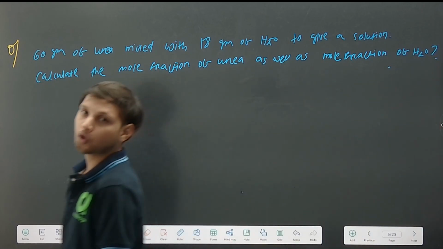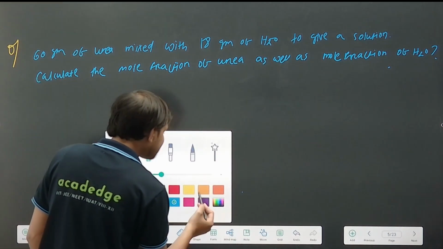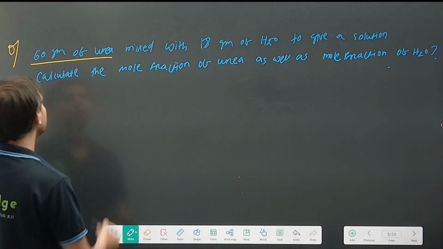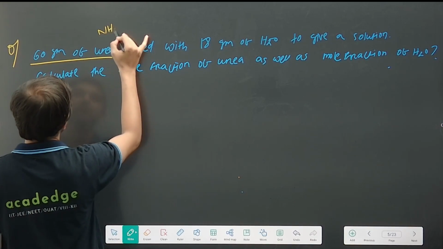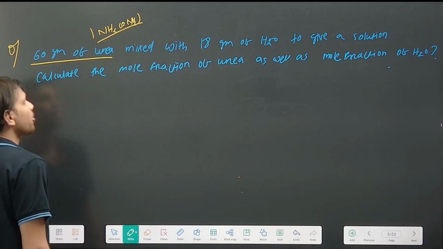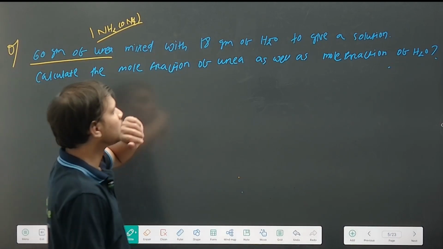Okay, so the question given is: you are mixing 60 gram of urea. What is the formula of urea? You might have known, NH2CONH2, right? So this is the formula of urea. So 60 gram of urea has been mixed with 18 gram of water to give a solution.